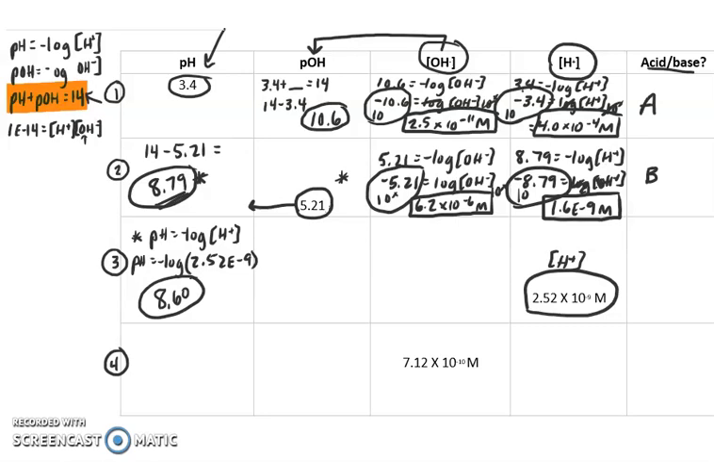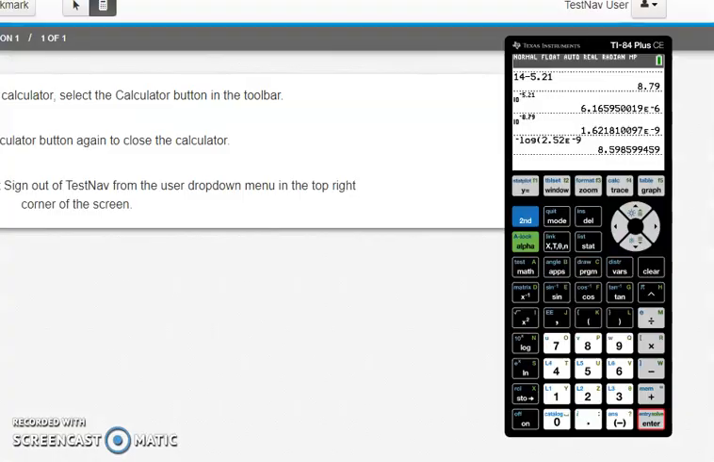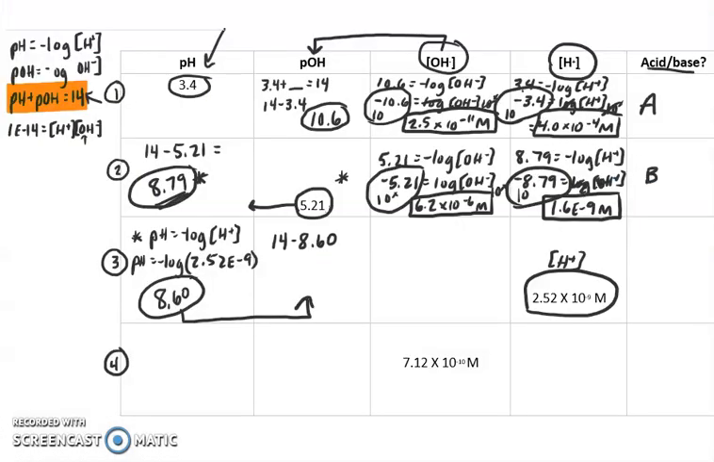Again, don't get too caught up in that. All right, so now that I have pH, what's the easy thing to find? pOH. Remember, 14 minus that number is going to give us the answer. So I'm just going to go back to my calculator. 14 minus my 8.60, and I get for my answer 5.40. All right.